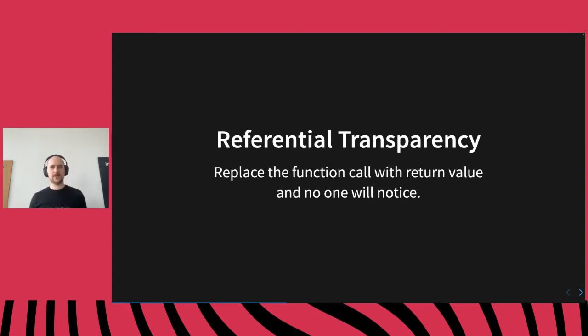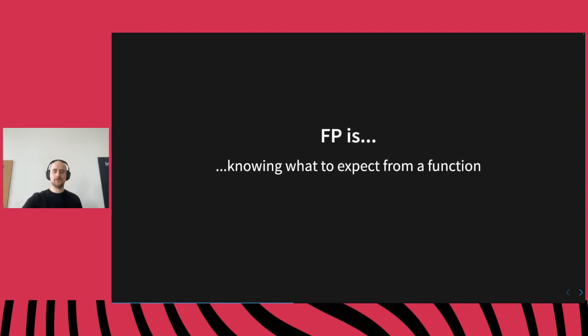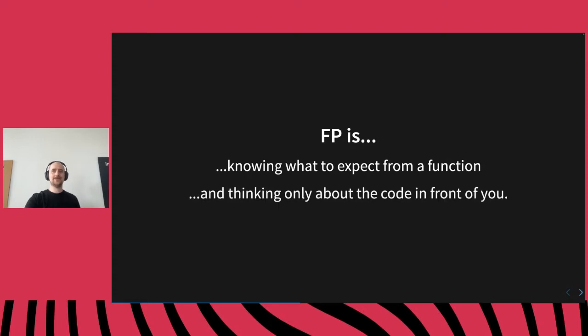And that kind of explains why functional programming became more popular with asynchronous, parallel, or distributed computing, because pure functions are much easier to make asynchronous. But also they're predictable. You don't need to know how a function is implemented to know what to expect from it. You just need to know this one line function declaration with input types and output types. So functional programming is knowing what to expect from a function and thinking only about the code in front of you, just like life.